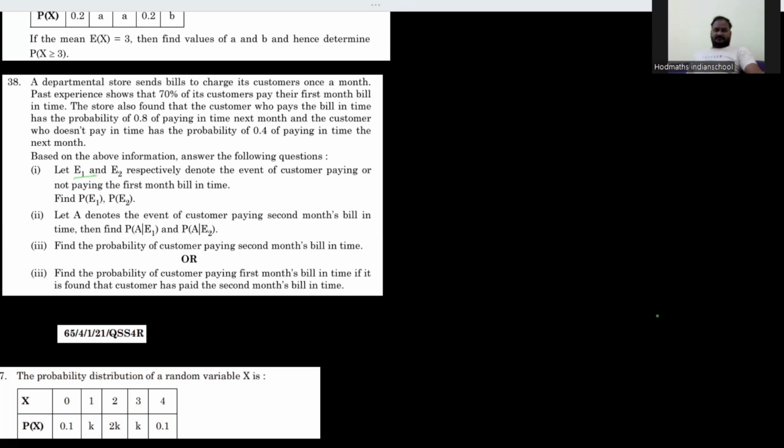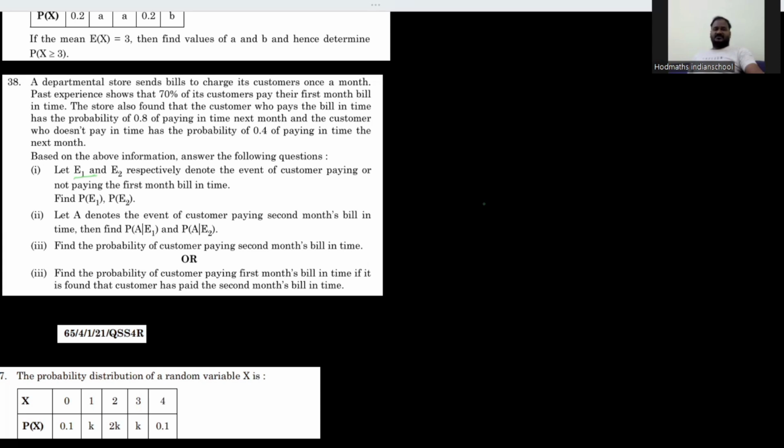Yes, coming to the next problem. See, the 8th problem, which is a case study based question. If a departmental store sends bills to charge its customers once a month, past experience shows that 70% of its customers pay their first month bill in time. The store also found that the customer who pays the bill in time has the probability of 0.8 of paying in time the next month, and the customer who doesn't pay in time has the probability of 0.4 of paying in time the next month bill.